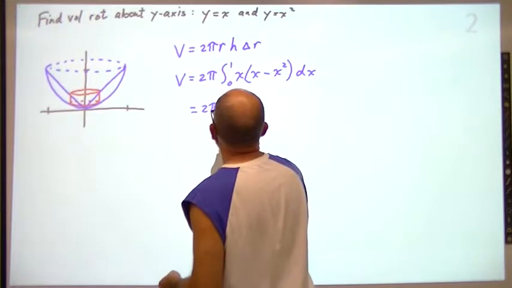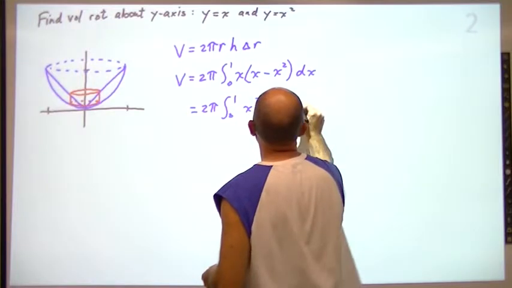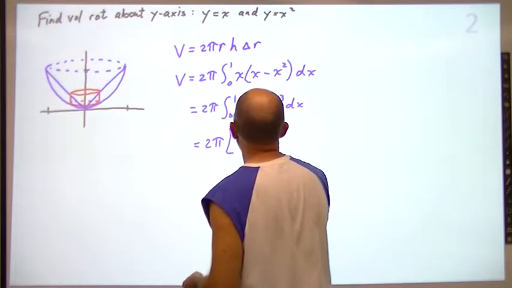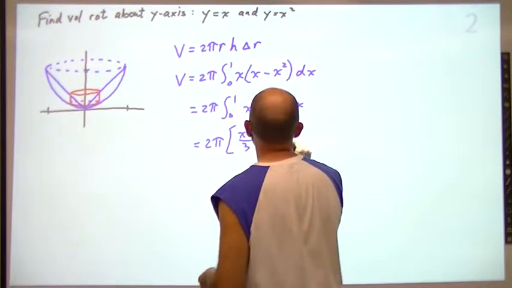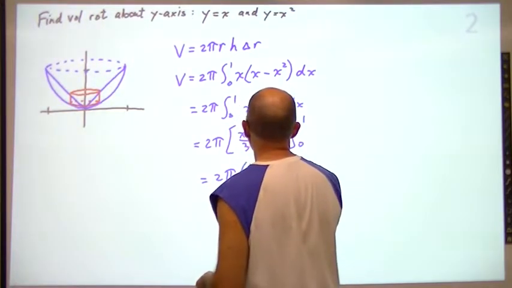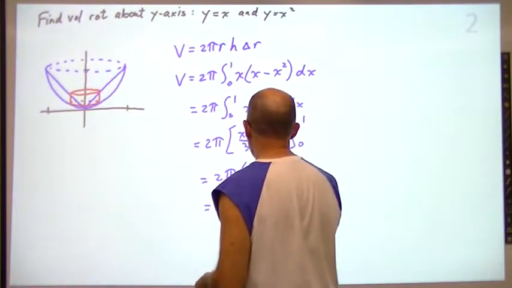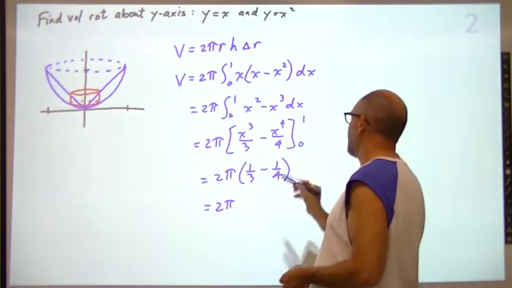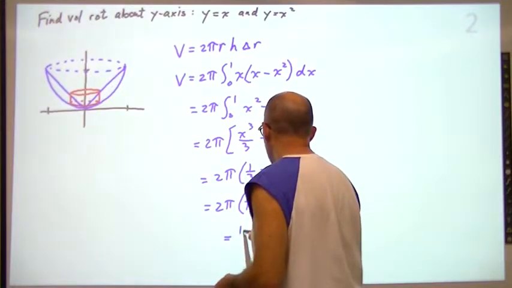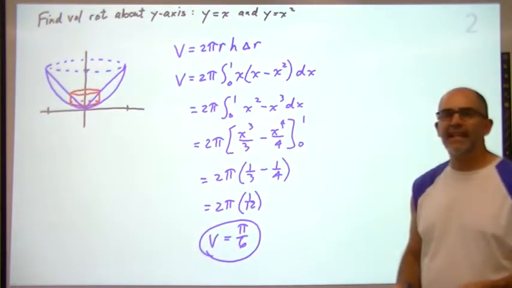So 2 pi times the integral from 0 to 1 of x squared minus x cubed dx, which is going to equal 2 pi times x cubed over 3 minus x to the fourth over 4 from 0 to 1. So that equals 2 pi times 1/3 minus 1/4, which equals 2 pi times 4/12 minus 3/12, which is 1/12. So the volume equals pi over 6. That's it, game over.